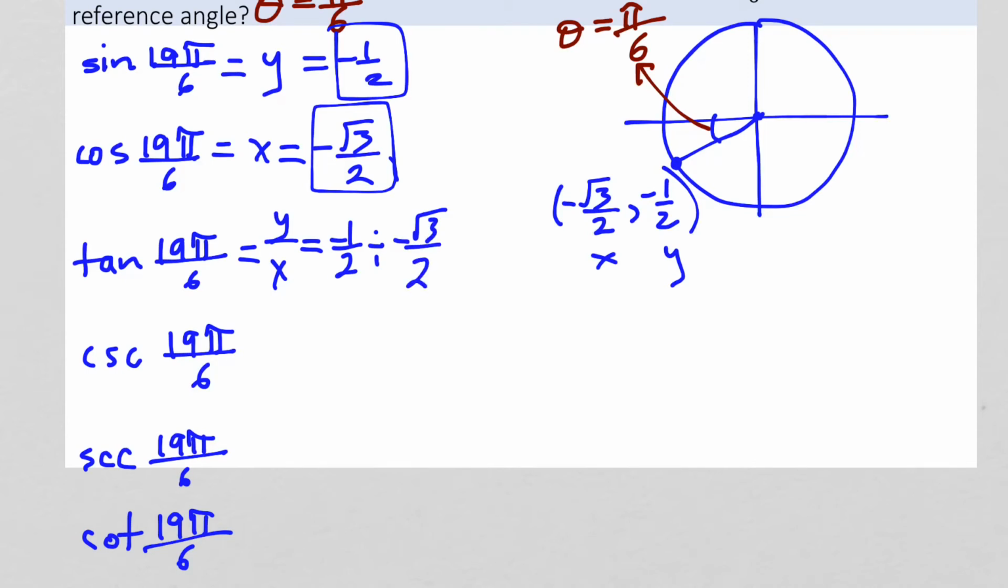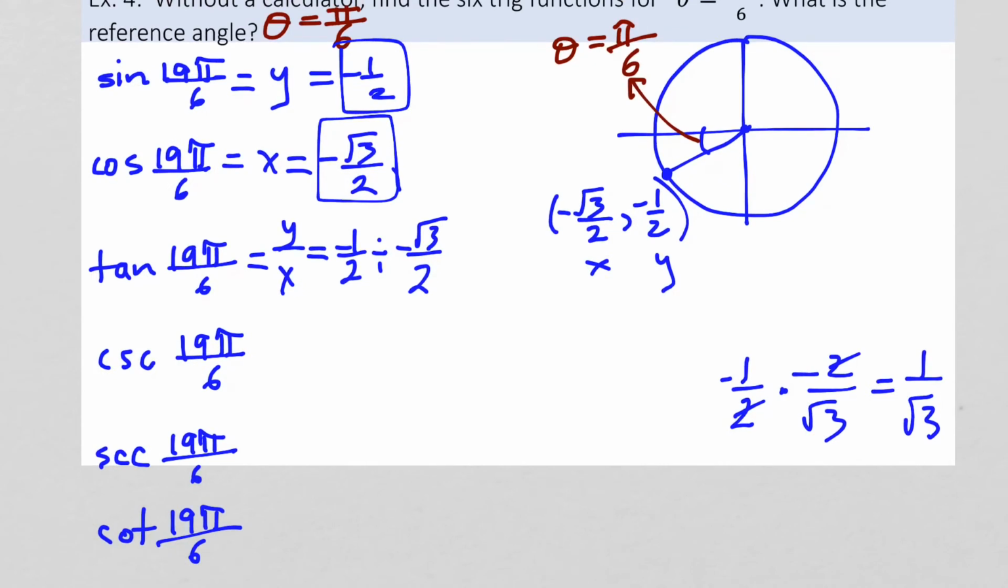So that's, let me write it over here, negative 1/2 times 2 over negative root 3, so that's 2 negatives, so that's a positive 1 over root 3, which I then have to rationalize. So that's 1 over root 3 times root 3 over root 3, and that's equal to root 3 over 3.